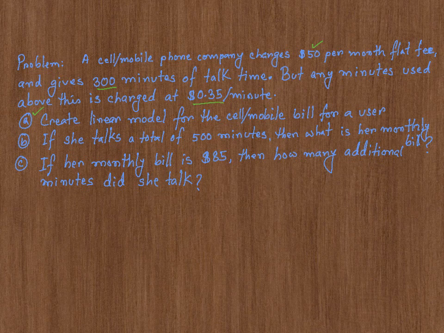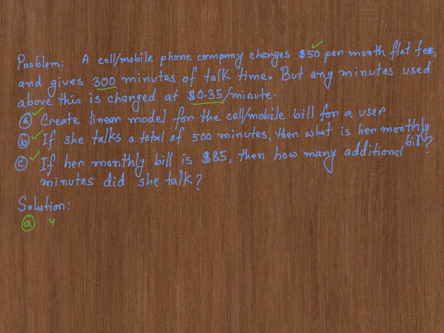First, we need to create a linear model for the cell phone bill for a user. Second, we need to find out how much money she owes if she talked for a total of 500 minutes for a month. And third, if her monthly bill is $85, then how many additional minutes did she talk for that month? Let's do part A first.